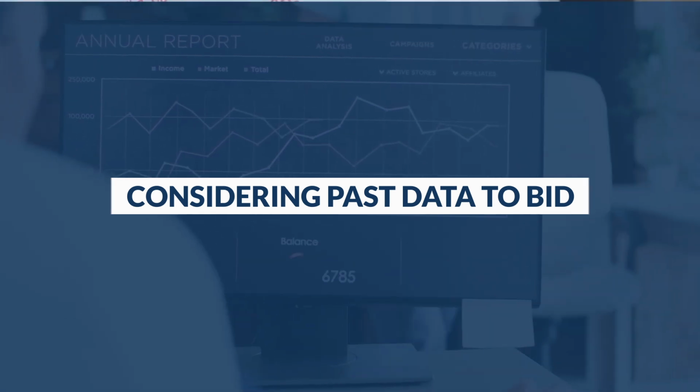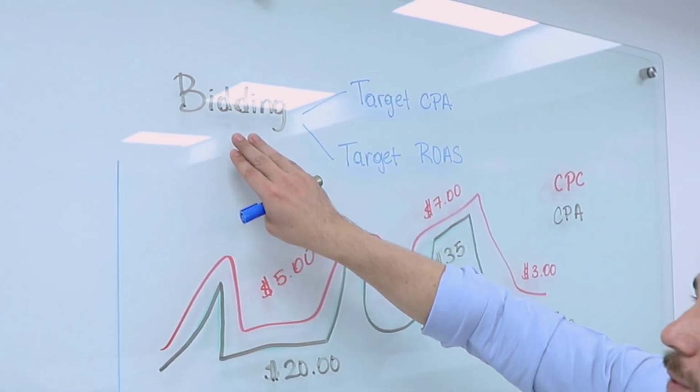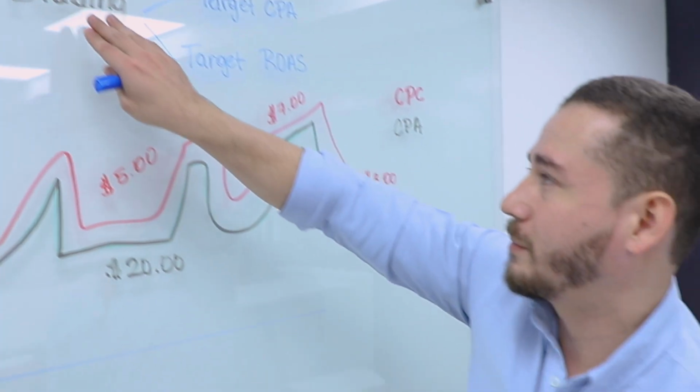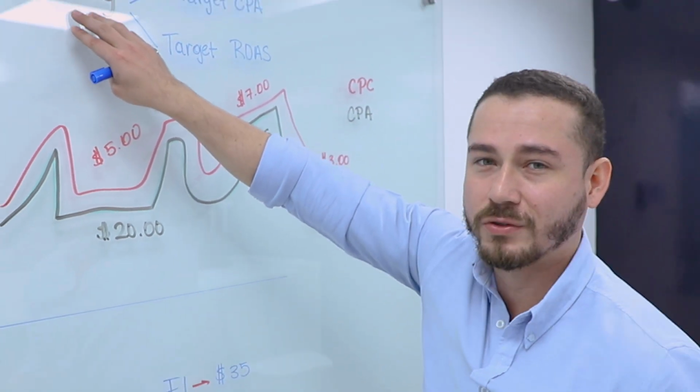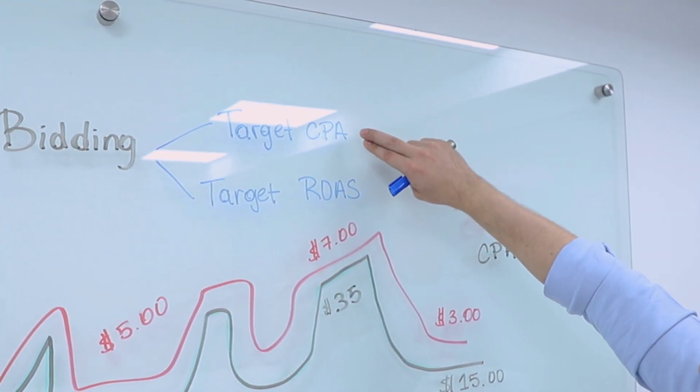Now, the last part of the strategy is bidding. And this is quite a big deal because when you think about bidding with automation, it's like, okay, the system is gonna update the bids for you and you don't have control over it. But that's not entirely true with these two strategies.